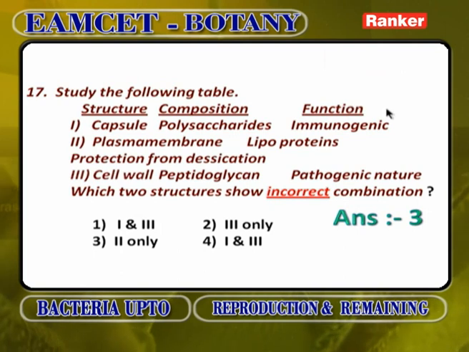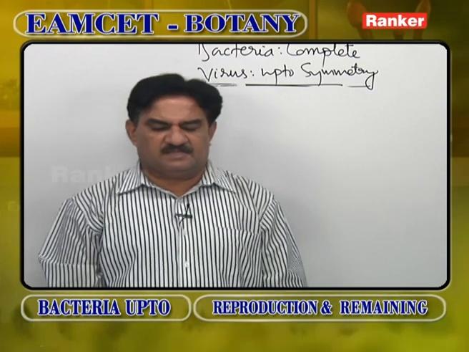Now, study the following table: structure, composition, function. Capsule, polysaccharides, immunogenic. Here we have to identify the incorrect one. Capsule, polysaccharides, immunogenic is correct. Plasma membrane, lipoproteins, protection from desiccation is wrong. Cell wall, peptidoglycan, pathogenic nature is correct. So, in this 1, 2, 3, which one is wrong?